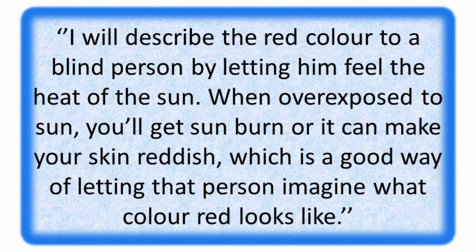The first sample answer is, I will describe the color red to a blind person by letting him feel the heat of the sun. When overexposed to the sun, you'll get sunburn, or it can make your skin reddish, which is a good way of letting that person imagine what the color red looks like. This might not be a very good example because it's kind of damaging, but this is really one way of explaining it better.